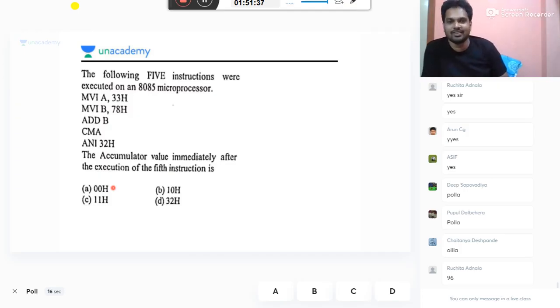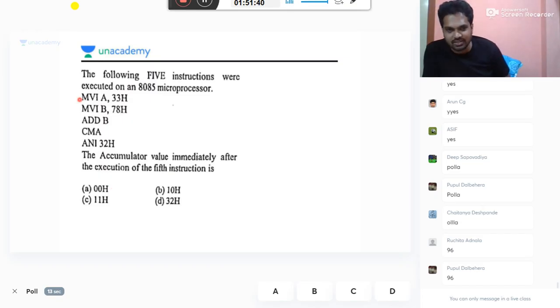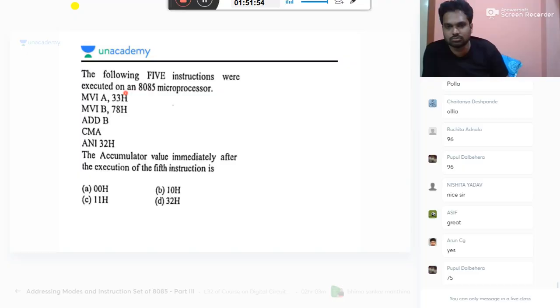Accumulator is 33. B register is 78. Now ADD B, that is in this case, accumulator will be replaced with A plus B. That is 33 plus 78. That is BA in hexadecimal. Okay. Complement A. BA means what? 1011 1010. What is the complement of this? 0100 0101, which is 45. So here accumulator will become 45.